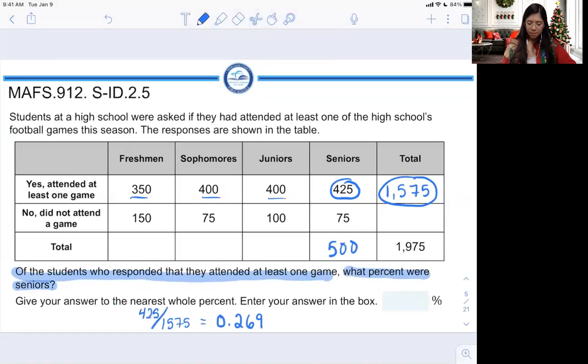2698, you said? Yes. Okay. And let's go ahead and round that to the nearest whole percent. So as a percentage, what is that? 26 point, or 27, I guess you could say. Yeah, because we're going to round to the nearest whole percent. So that would be 27%.